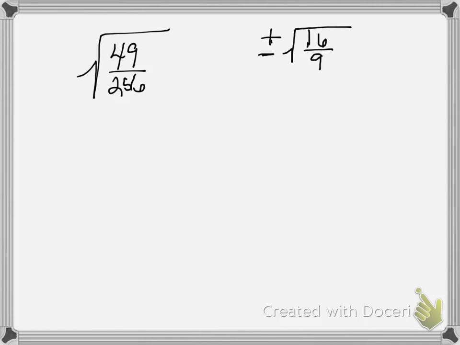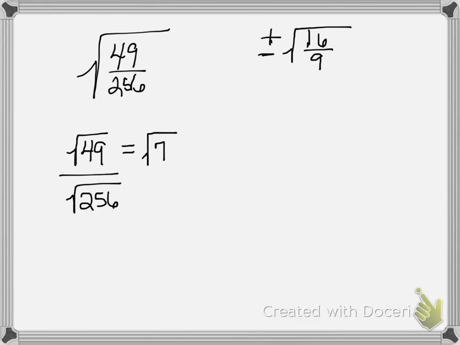There's a nice thing that we can do with square roots. When you have the square root of a number divided by another number, you can break it up into two square roots. So I could rewrite this as the square root of 49 divided by the square root of 256. Once again, I ask myself, what number times itself is equal to 49? Well, the answer is 7. 7 times 7 is equal to 49. So the square root of 49 is equal to 7.